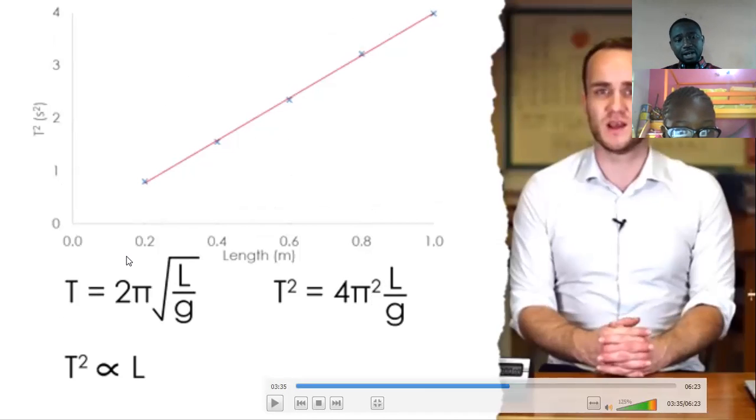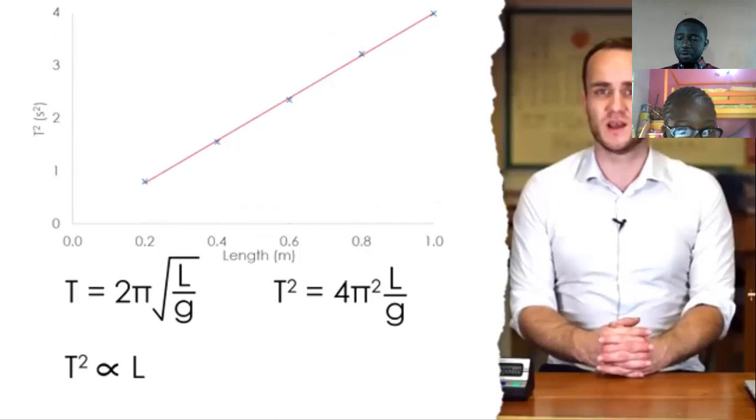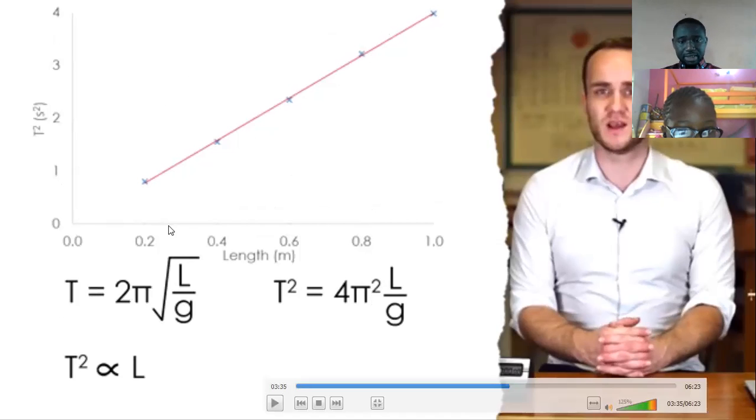What he did now was to plot a graph, because what you'd be required to do would be to plot a graph of T squared against L. Plot a graph of T squared against L. So this is L, and this is T squared. Now, when you plot the graph, it's a straight line graph, a graph going ascending. So this is the kind of graph you'll be having.